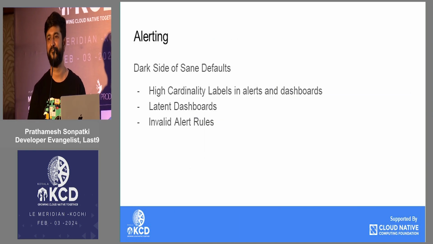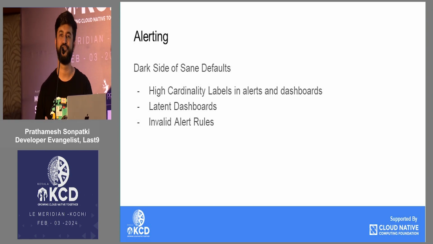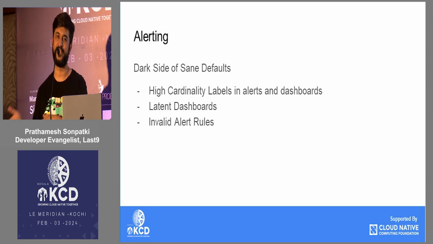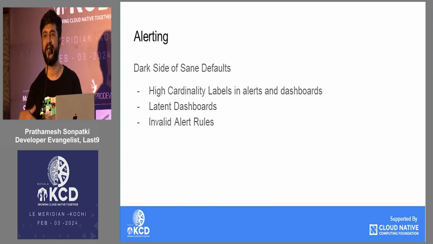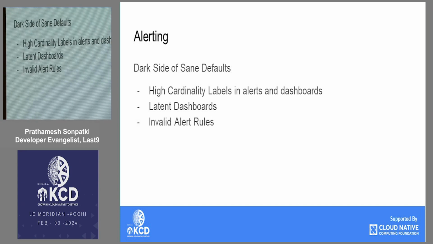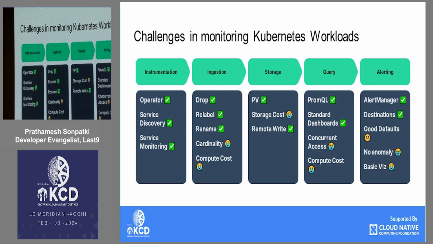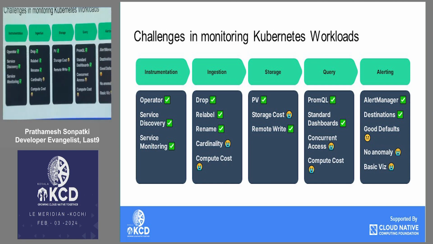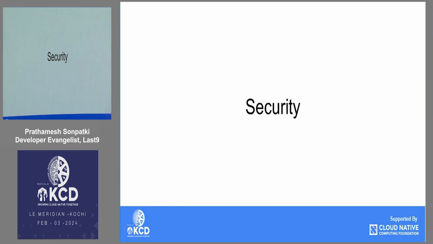The dark side is basically if you use something without understanding your data shape, then you may run into a situation where you're using high cardinality labels in alerts and dashboards, which effectively results in latent dashboards and invalid alert rules. Like you're using a rule, but you don't even have that metric, or you don't even have the label used in that alert rule, because you copy pasted it from the internet. Those kinds of situations may happen. But mostly on the alerting side, apart from the anomaly and the visualization layer, we should be okay. We do have support for basic alerting.